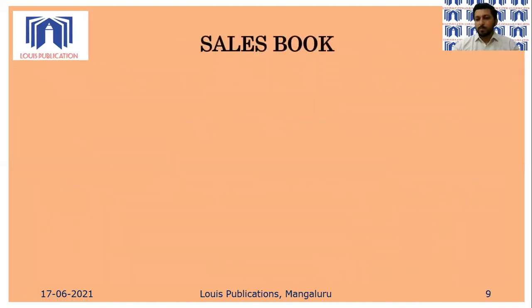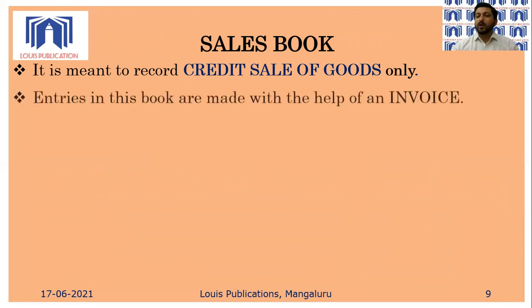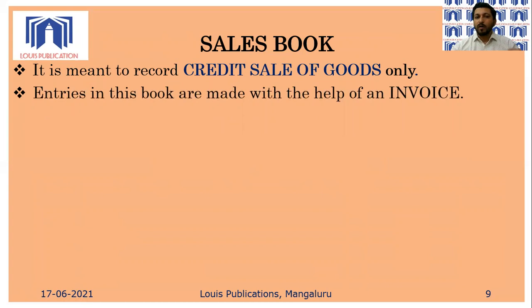Let's move to the sales book. Some minor differences in comparison to the purchases book. The purchases book is meant to record credit purchases of goods. The sales book is meant to record credit sale of goods only. That means cash sale of goods, cash or credit sale of assets, and cash or credit sale of items not meant for resale are not shown in the sales book at all. So in the sales book, we record only credit sale of goods.